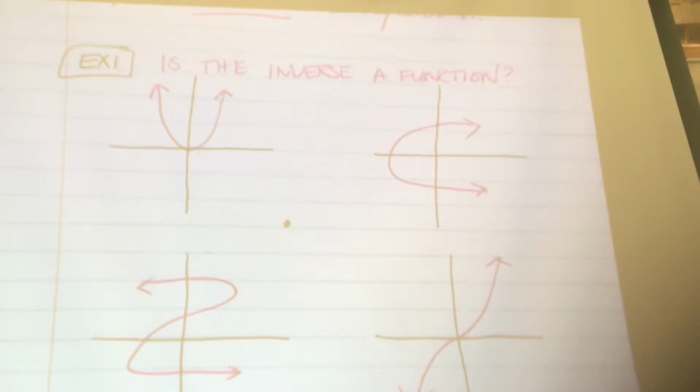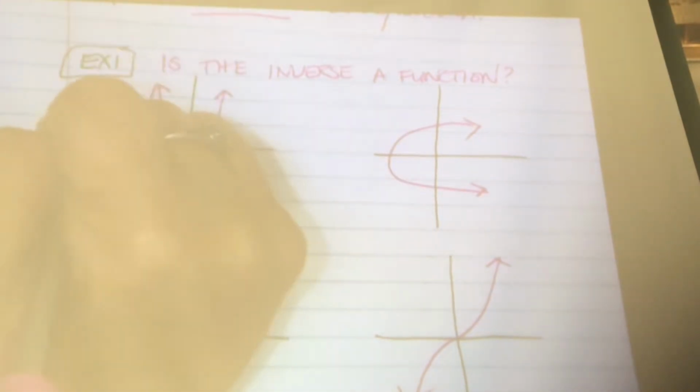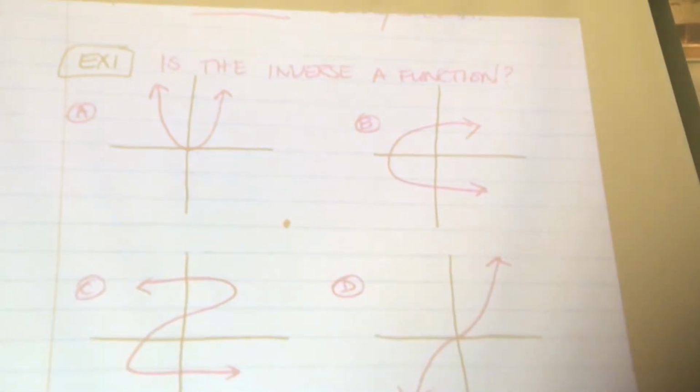All right, so there you go. If you're in seat A, do this bad boy. Seat B, do this bad boy. Seat C, do this one. And D, do this one. And decide if the inverse is a function and then say yes or no.